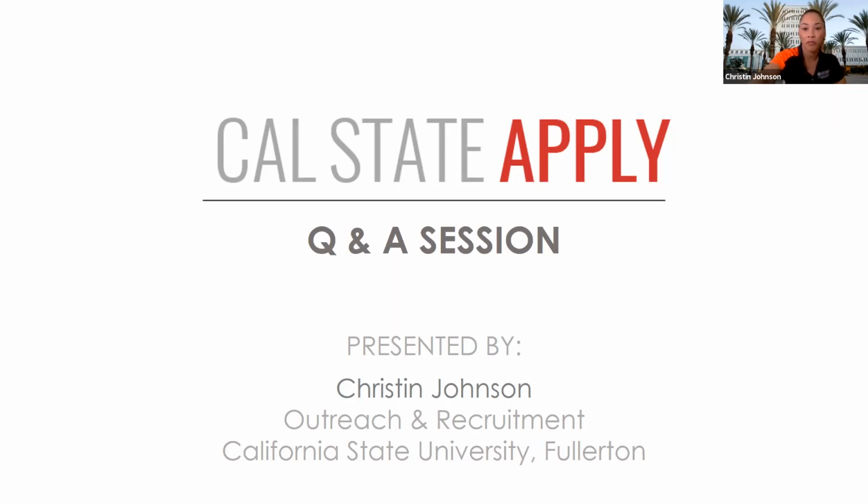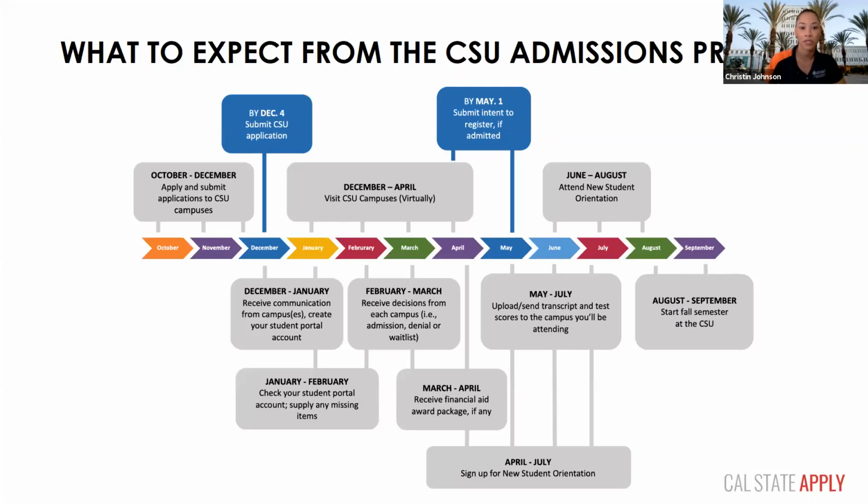Before we get started, though, I'm just going to go over a few tips and reminders. The first thing I'll start off with is our application process. As part of applying, there are additional steps that you will need to complete. The first step is applying between October and December, but there are a few other steps that you'll need to take. From December through January, look out for communication from the school that you applied to. All the campuses you apply to are going to send you an email. They're going to ask you to set up a portal. They're also going to assign you a university email.